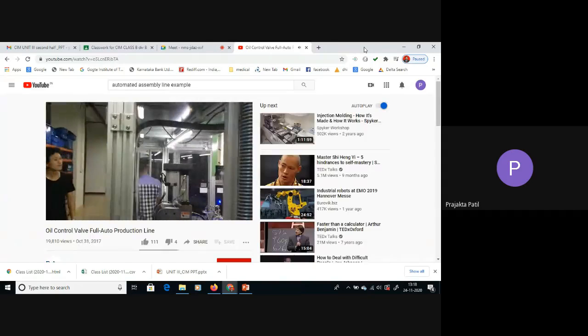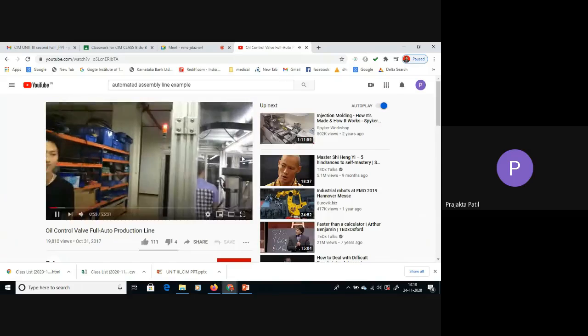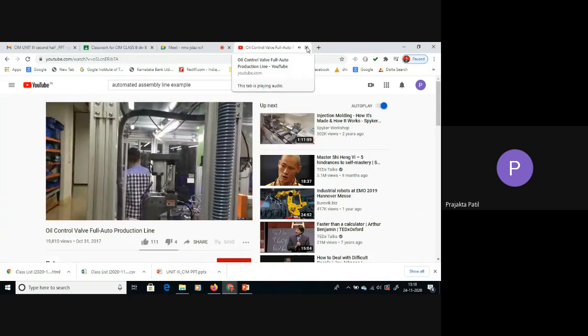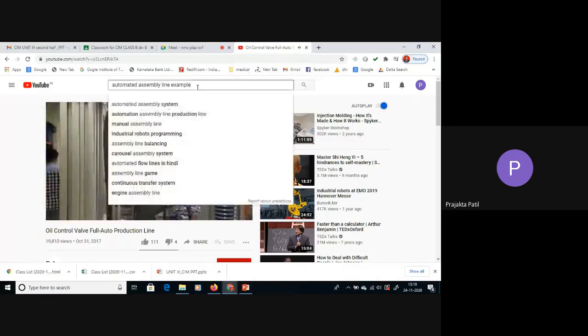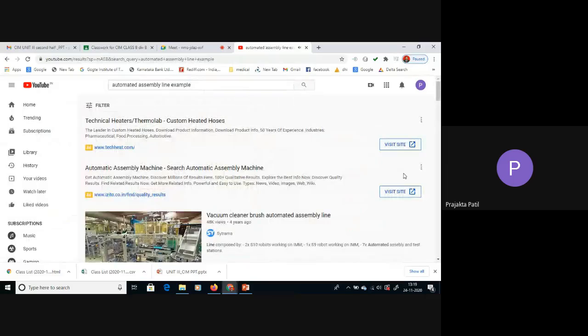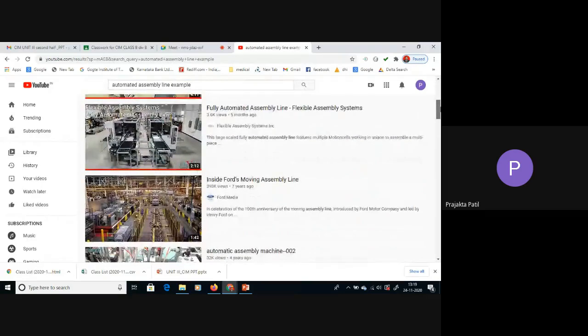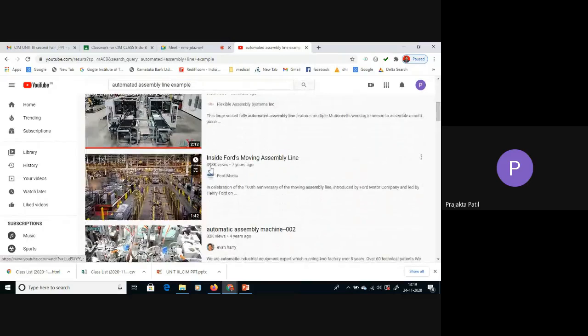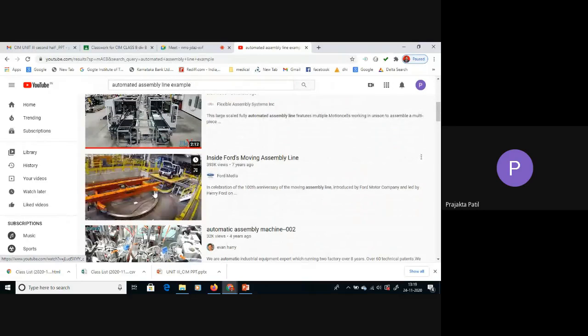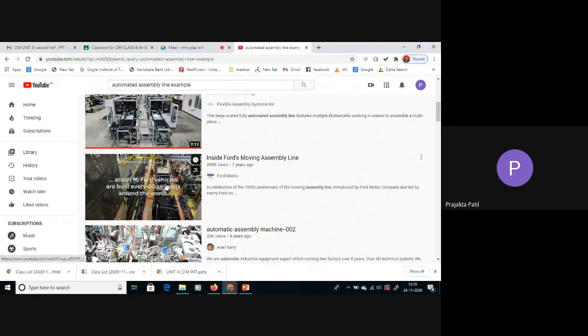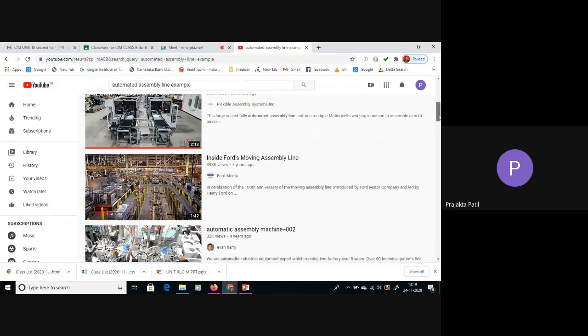So there's some ad coming up, so I'll close the video here itself. Like this, you will have a number of videos that you can see on YouTube. You can also see some videos with respect to, see, this is a Ford moving assembly line, the complete vehicle assembly you can see. So just check for such videos.